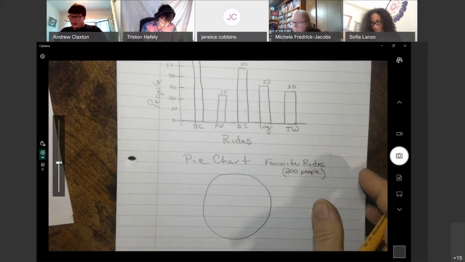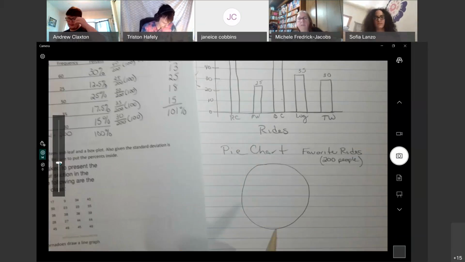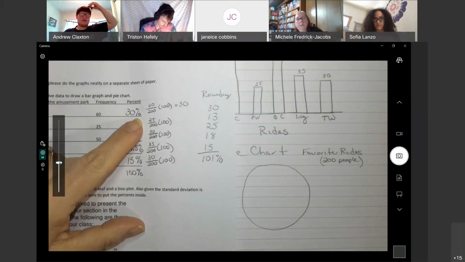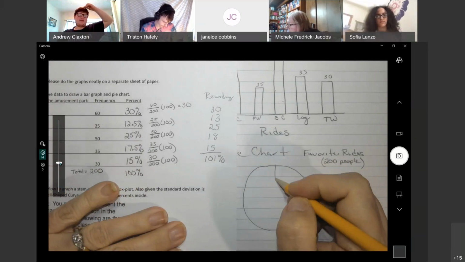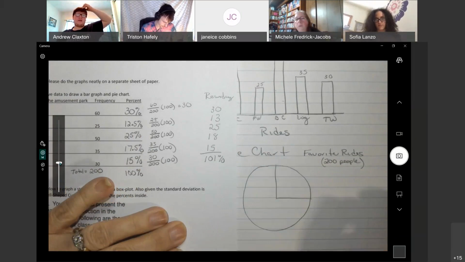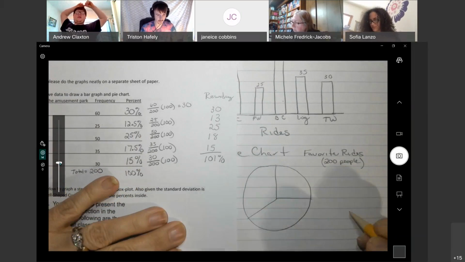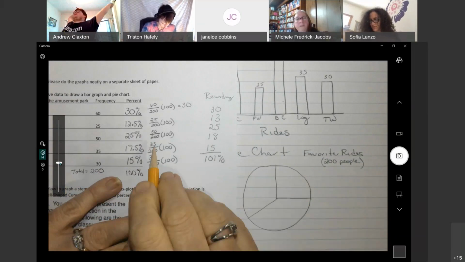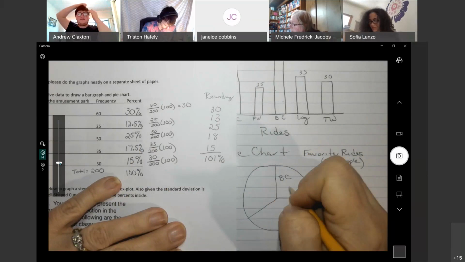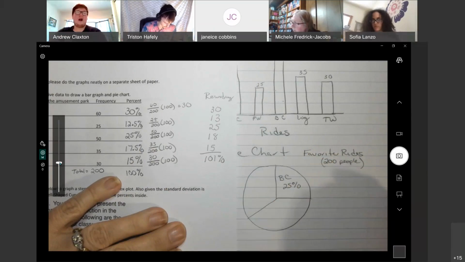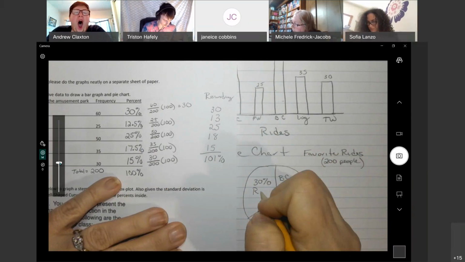Okay, the percents. Bring this over here so you can see the percents. So the first one was 30%, and that was the roller coaster. Now remember, this would be a quarter. And a little bit more than that then would be 30%. Now I drew the quarter because there was one that was a quarter. That was the bumper cars. And a little more than that is my 30%, which was the roller coaster.